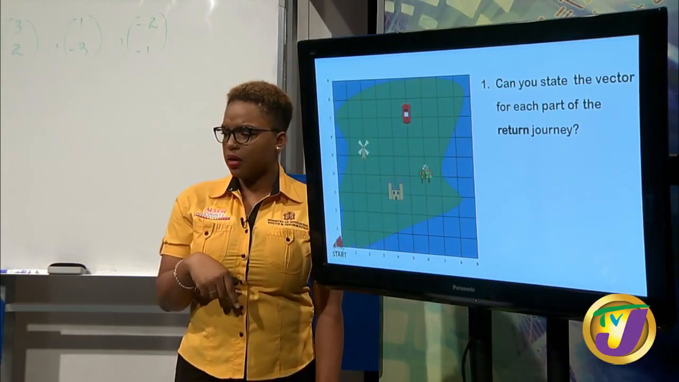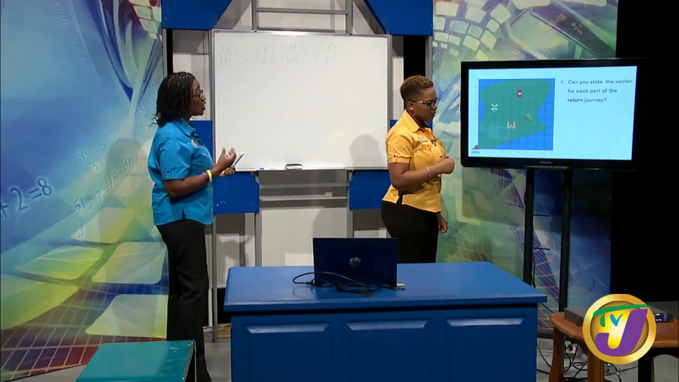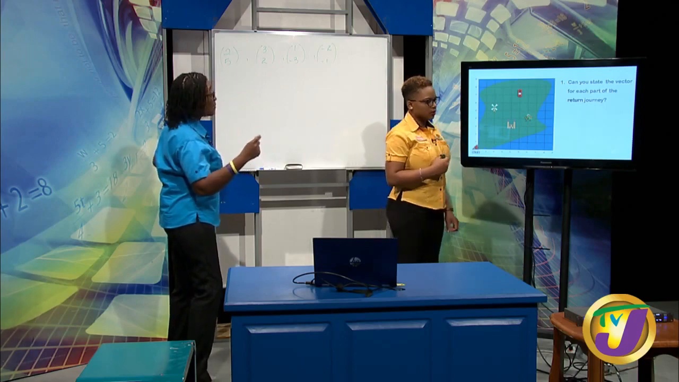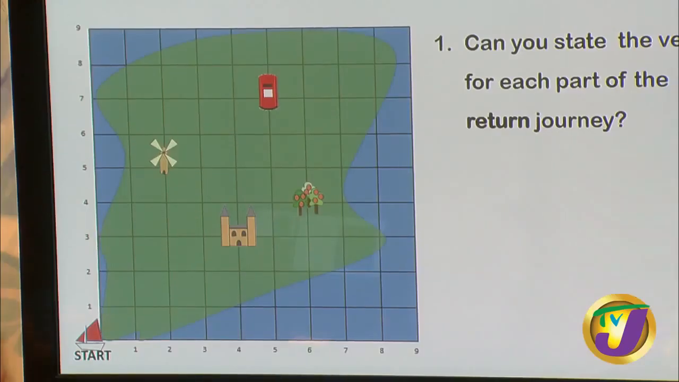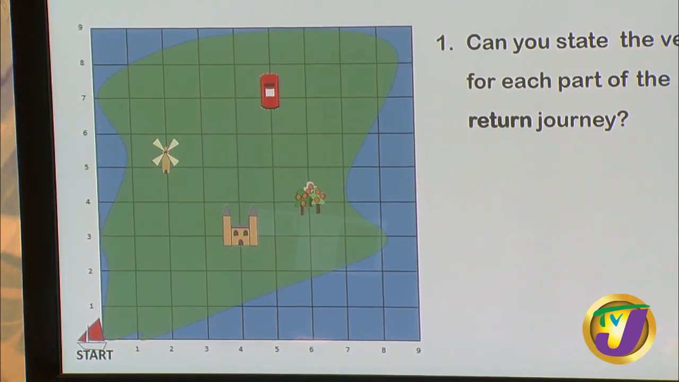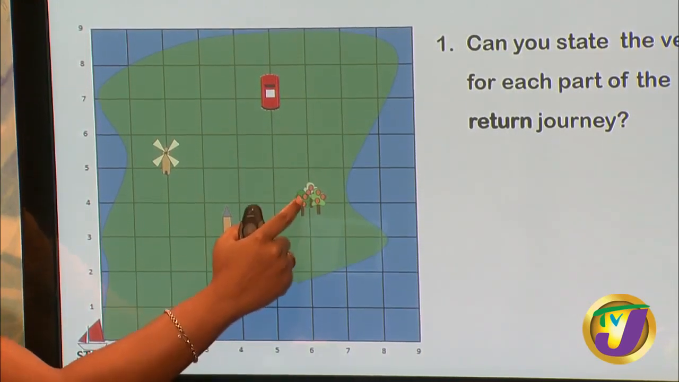Okay, so if I want to now go from the castle to the tree, how would I get there? So we need to still do our horizontal movement, and I'm seeing now that I'm moving right. So that's now a positive 2. Let me write that down below this one. Positive 2. And I'm moving 1 unit up, and so that's positive 1.